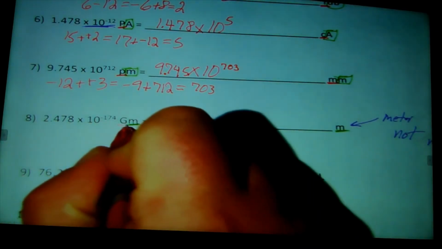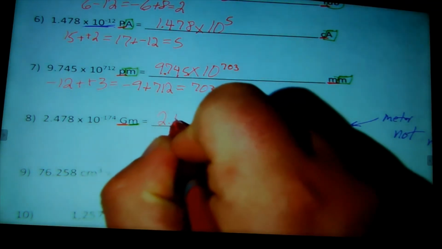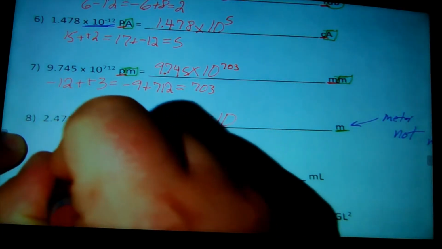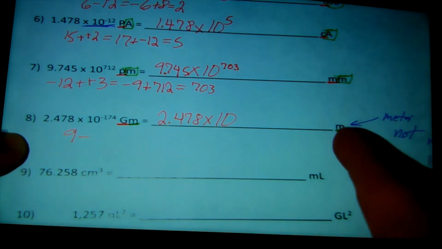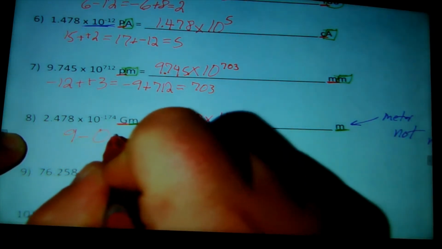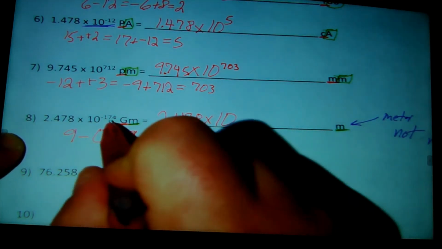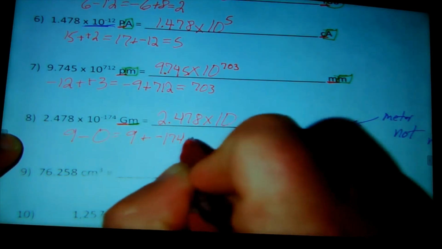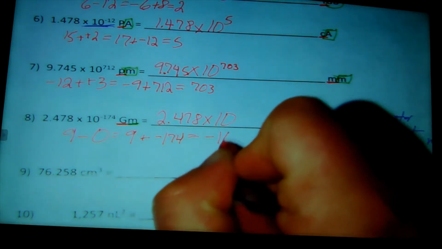So let's look here. Start with giga. Well, let's write the number down first. So 2.478 times 10 to something or another. Giga is 9 minus meter to 0. So 9. No exponential value on the unit, so we don't multiply, but we do have to add that number we started with. So plus negative 174. 9 plus negative 174 will give us negative 165.